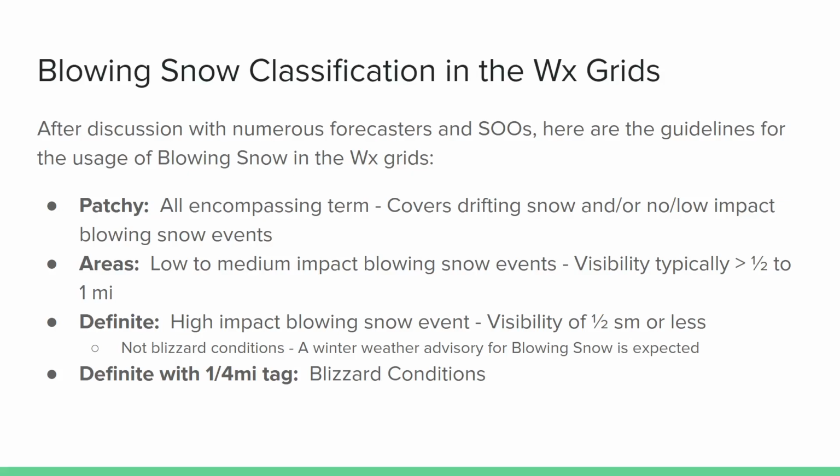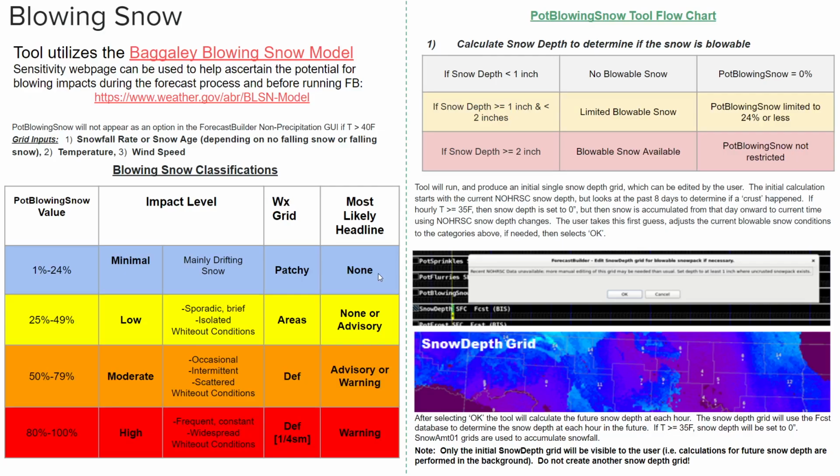Definite blowing snow, those really high impact blowing snow events, maybe even approaching blizzard criteria in some locations or near blizzard conditions, probably a solid warning level criteria. And definite with the quarter mile tag is blizzard conditions. So let's bring this all together again.